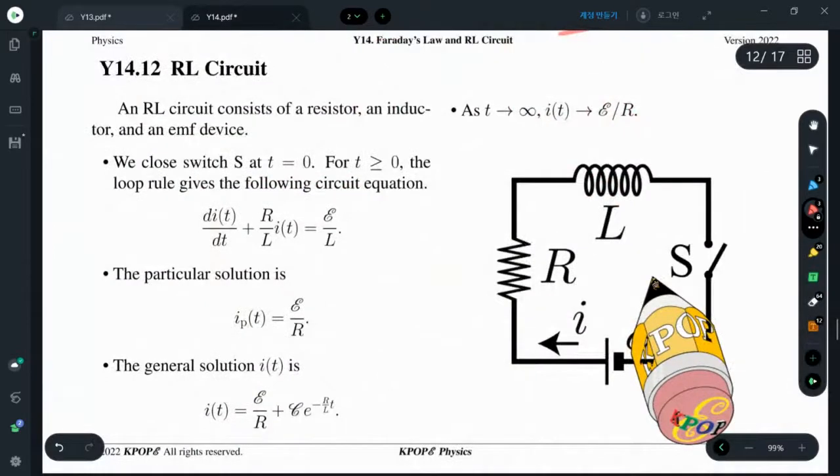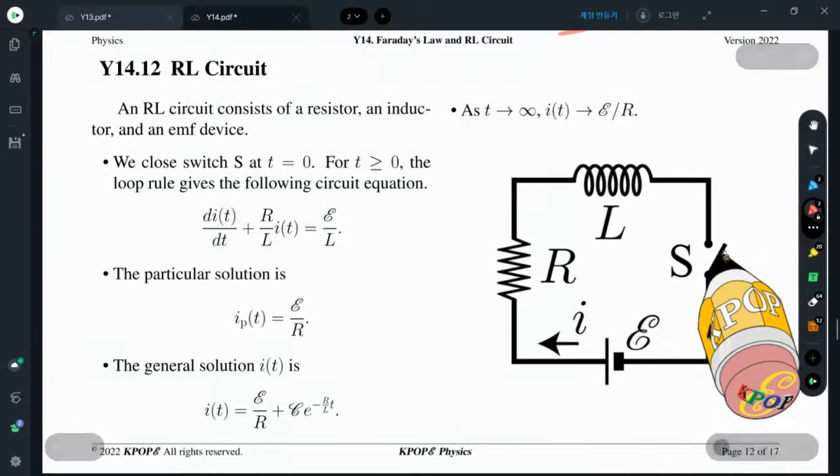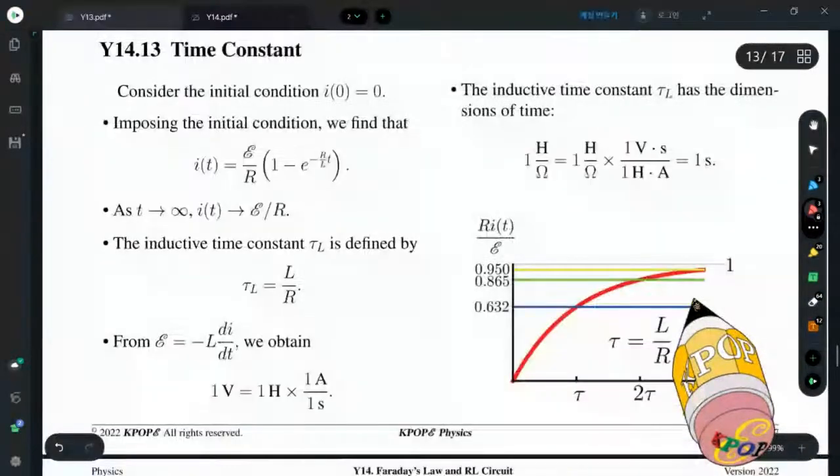Our RL circuit is quite similar to our RC circuit. The mathematical structure is identical to each other, so I don't have to explain in detail about solving the equation. Let me explain the solution.